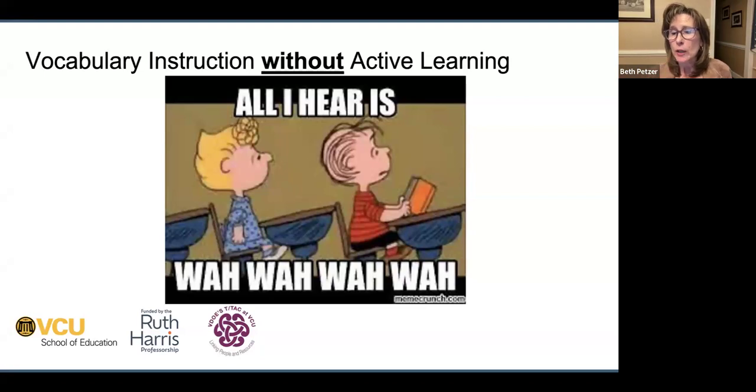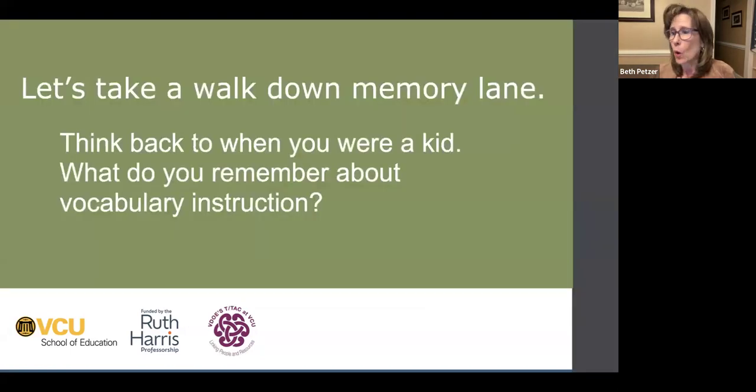And just to get us started, I'd like to ask you to take a moment to think about your own experience with vocabulary. So let's take a walk down memory lane. Think back to when you were a kid, and what do you remember about vocabulary instruction? Do you have fond memories of learning new words? Which words were memorable to you? Do you remember getting lists of words with definitions each week? That's what I remember. I remember lists of definitions and a test at the end of each week on Friday.